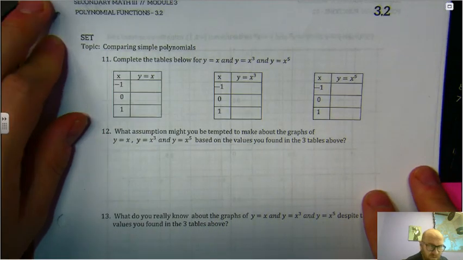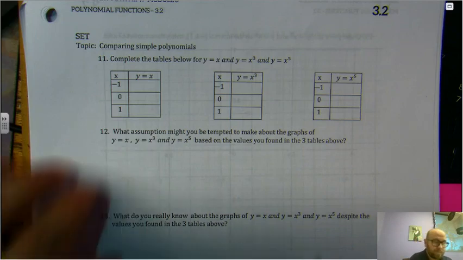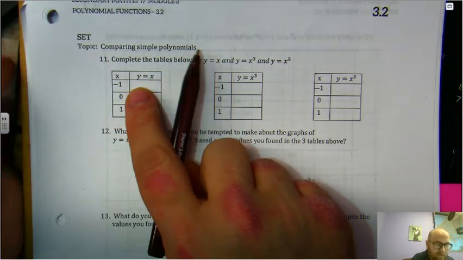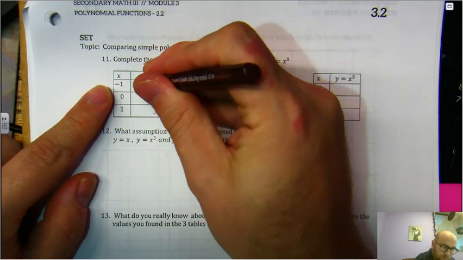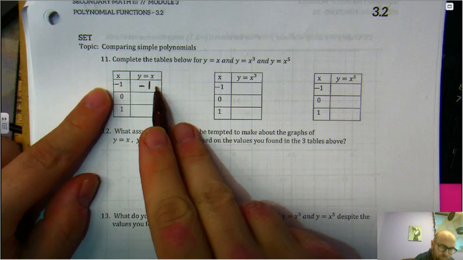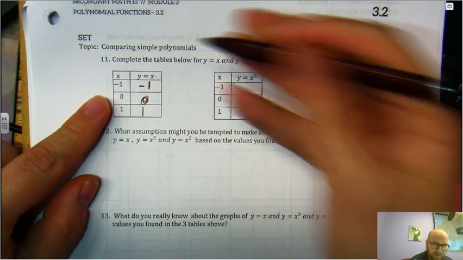All right, let's flip it on over. For this set, what we're going to be doing is comparing simple polynomials. We're going to be looking at y equals x cubed, and y equals x to the fifth. So when we have an x of negative 1, for y equals x, well, our y would be negative 1, 0, and 1, right? Y and x are the same thing.